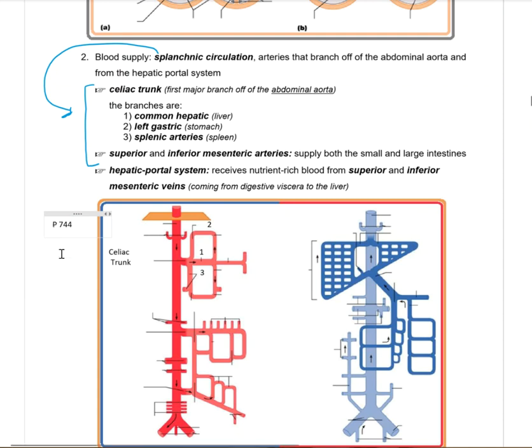Okay? Now there's also the superior mesenteric, and I put an extra S in, and the inferior mesenteric.